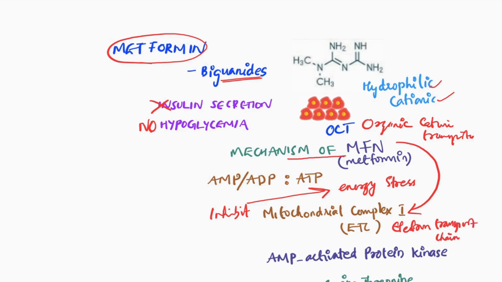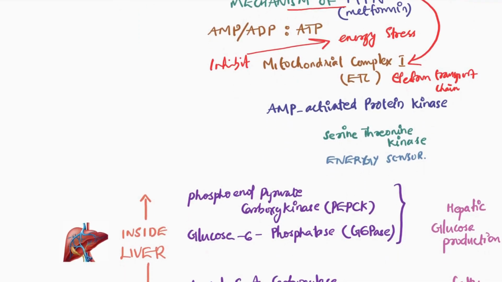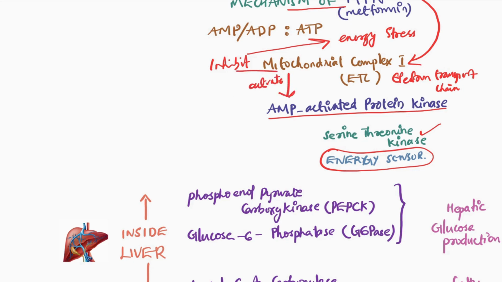And this inhibition will lead to an activation of another enzyme called AMPK enzyme or AMP kinase, AMP activated protein kinase. And this enzyme is a serine threonine enzyme which acts as an energy sensor, and it quickly catches this energy imbalance within the cell caused by the inhibition of mitochondrial complex 1 by metformin.